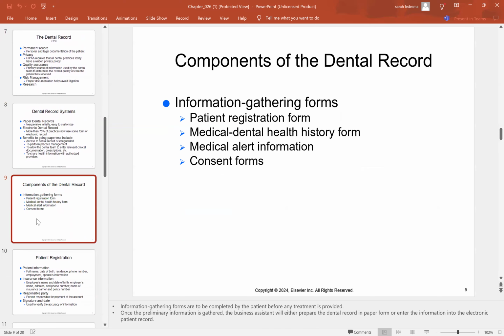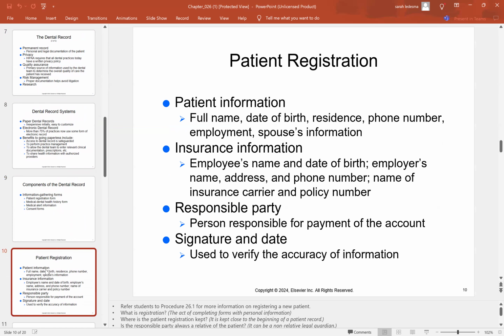Components of the dental record. Information gathering forms, which include patient registration form, medical dental health history form, medical alert information, and consent forms. Patient registration. Patient information would include full name, date of birth, residence, phone number, employment, spouse's information.